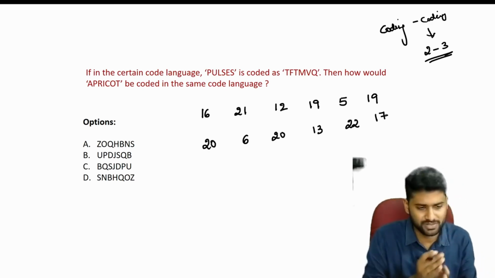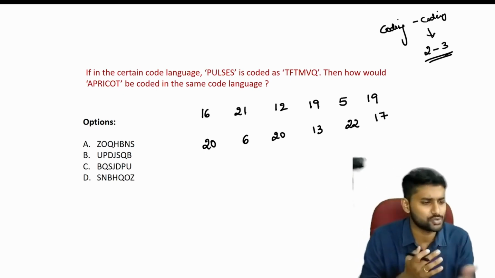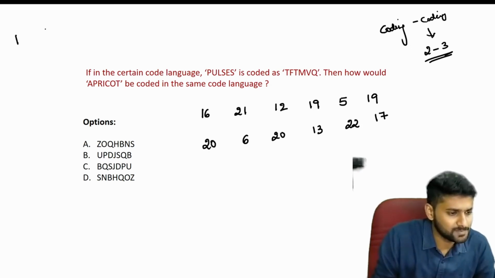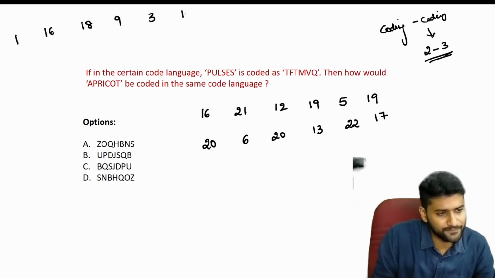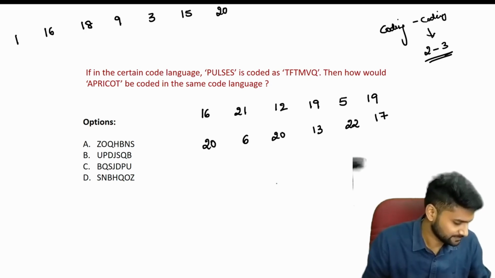Can anyone tell me what pattern it follows? So which pattern does this question follow, and which one is the suitable option for APRICOT? 1, 16, 18, 9, 3, 15 and 20. So what is the pattern it follows to get that answer? So what is the pattern, guys?